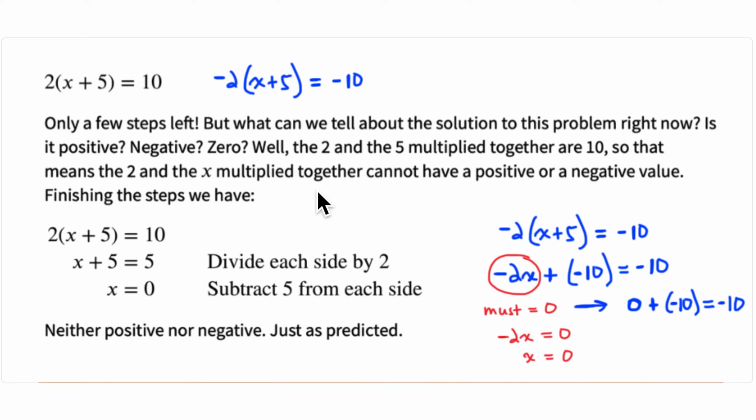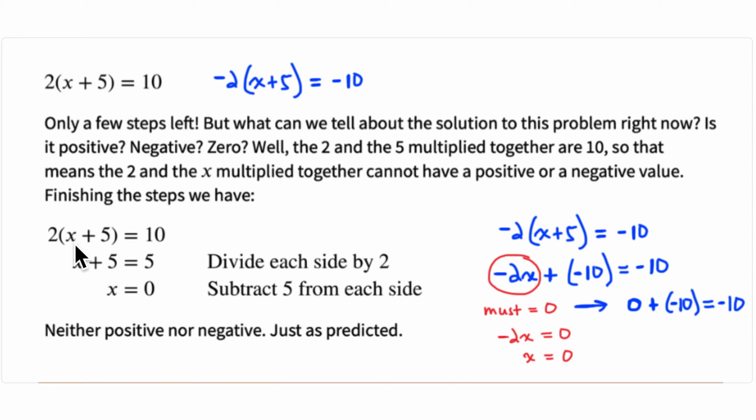Now, something that's a little bit confusing in how they describe this is they say up here, well, the 2 and the 5 multiplied together are 10. So that means that the 2 and the x multiplied together cannot have a positive or negative value. So what they're saying there is they're talking about this 2 times this 5. This 2 times that 5 equals 10. Well, this side is equal to 10. So 2 times 5 is 10. That gives you the 10 on the left side.